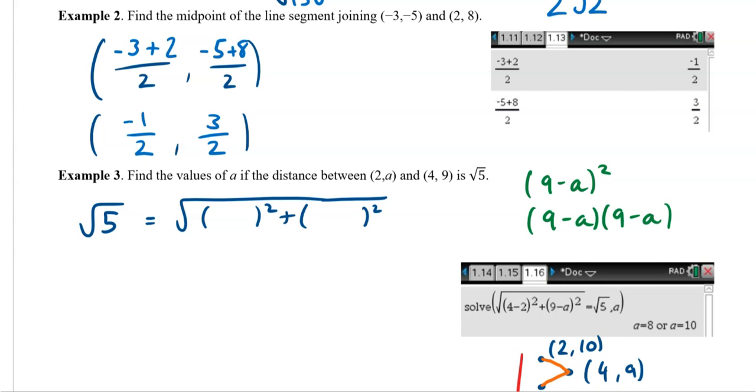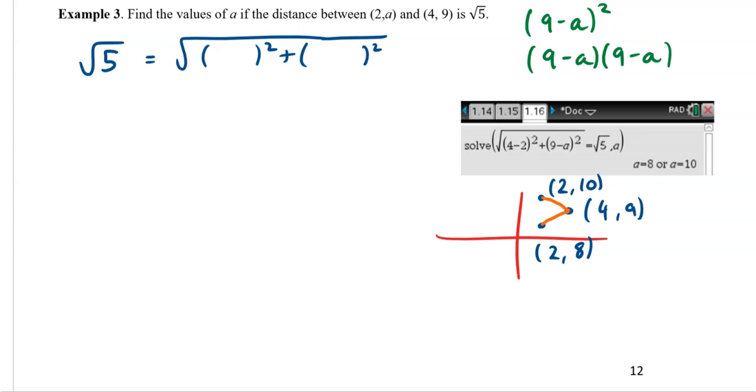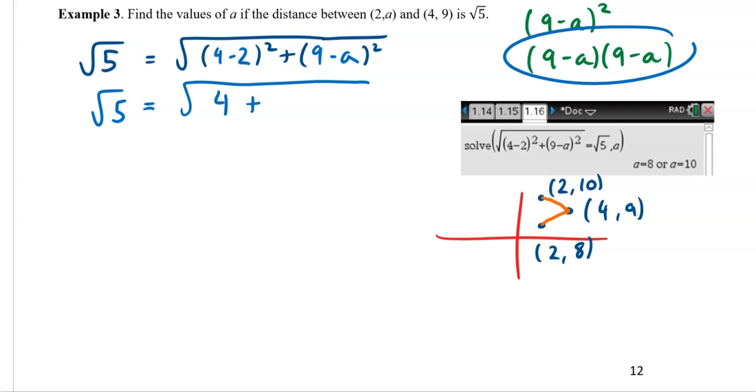That's it. Find the values of a if the distance between (2, a) and (4, 9) is root 5. Really, really good question, this one. So let's start by doing 4 minus 2, and I'm going to do 9 minus a. I could do that a couple of different ways. Now, 9 minus a squared is the same as 9 minus a bracket and another 9 minus a bracket. That's an important feature of this question, and you'll see why in just a moment. So big square root sign. 4 minus 2 is 2. 2 squared is 4. And I need to expand this now.